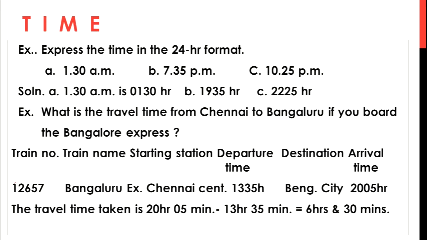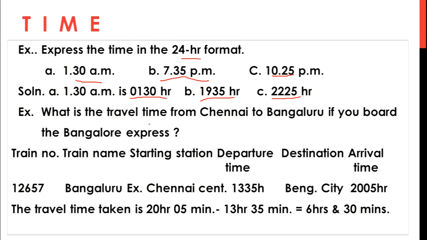Next problem that comes is expressing the time in 24-hour format. It is simple. You have to add 12 to every PM time, and we don't add anything to AM time, but we have to write it like this. 1:30 AM is written as 01:30 hours, and 7:30 PM, adding 12 to it, is written as 1930 hours, and 1:25 PM, again it is PM, therefore we add 12, gives you 13:25 hours.